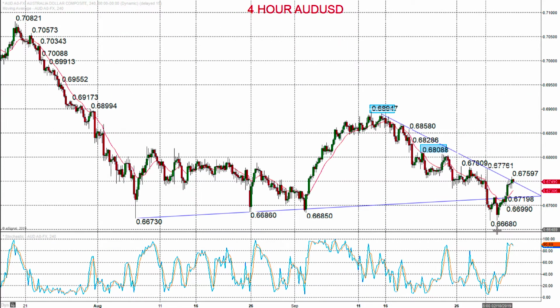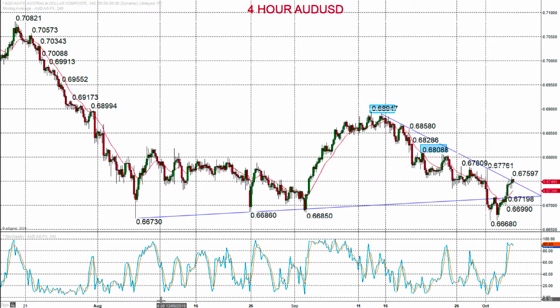Aussie and Kiwi are both higher versus the dollar, again on the back of US dollar weakness. Aussie is now probing this downtrend line up to 67.59, 60. Upside risk now to 67.76, 67.80, 81 going into the day. The critical level up is up here at 68.09.